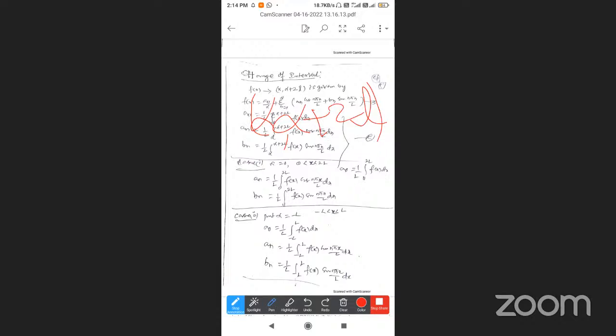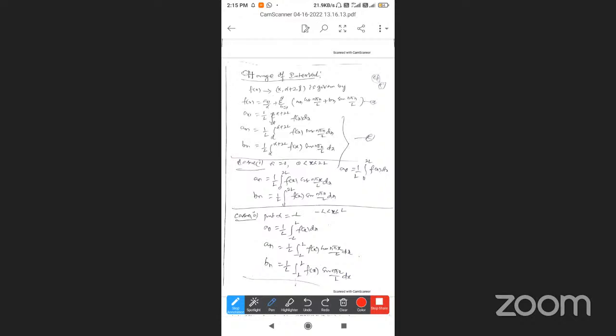Now, the length of the period interval. This is a formula from alpha to alpha plus 2L. The page number is 80. f of x is equal to a naught by 2 plus summation of n is equal to 1 to infinity bracket an into cos n pi x by L plus bn into sin n pi x by L.